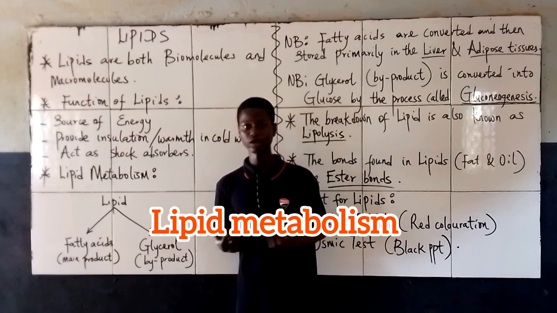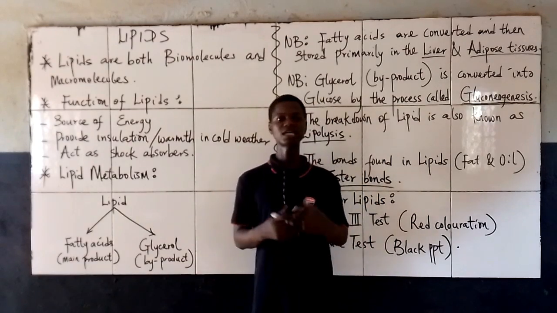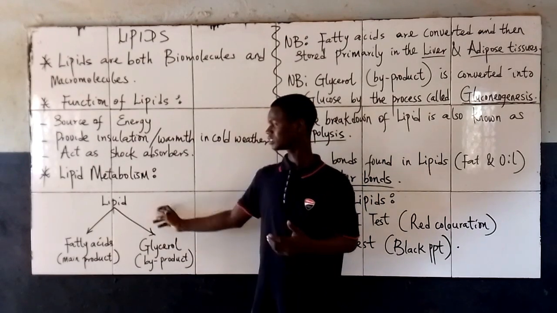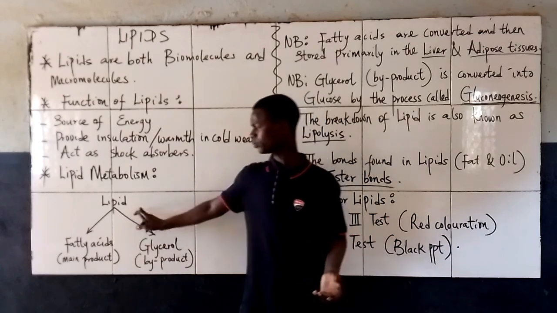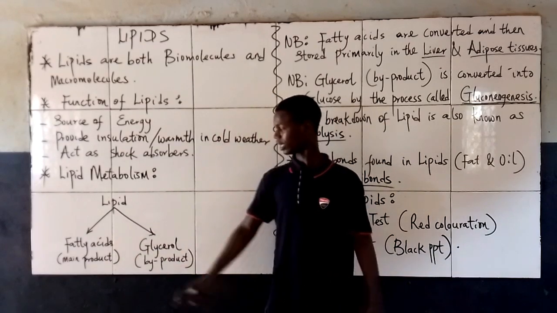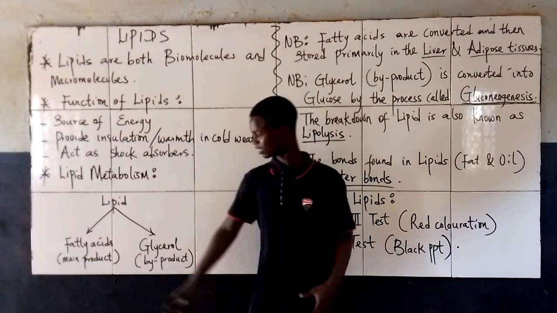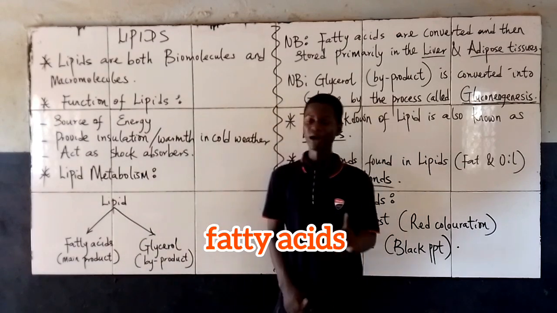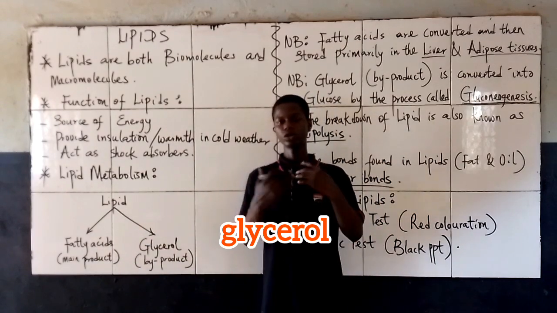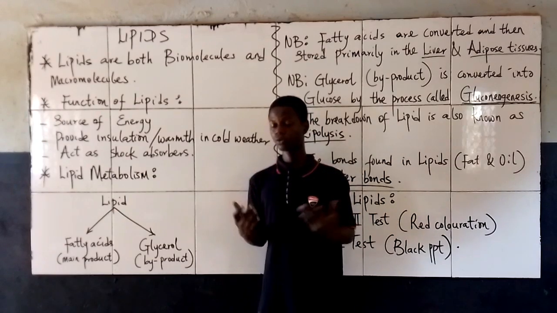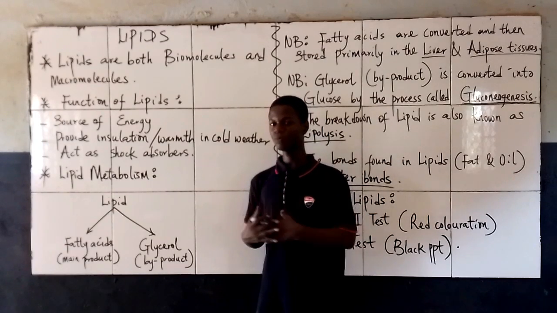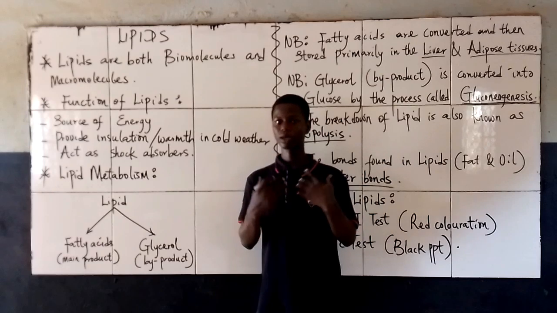So now we know this, let's quickly look at lipid metabolism. How lipid is broken down in the body. Now when you eat a substance that is rich in fat or oil, this is the general pathway for breakdown. Lipid will be broken down to form two products, a main product and a byproduct. The main product under lipid breakdown is fatty acids, while the byproduct is what? Glycerol. So these are the two products that are formed whenever a lipid is broken down or used up by the body.